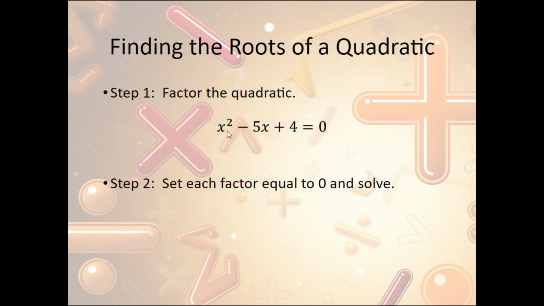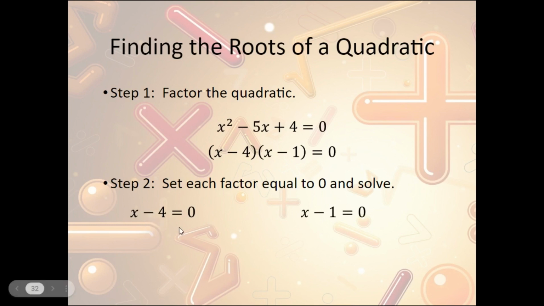So when we get here, we have x squared minus 5x plus 4. We would use our magic x, and once we do that, we should see that x minus 4 times x minus 1 is equal to 0. So we factor this out. Now we take each of those parts and set them equal to 0. So x minus 4 is equal to 0, and x minus 1 is equal to 0. Now we just solve for x.